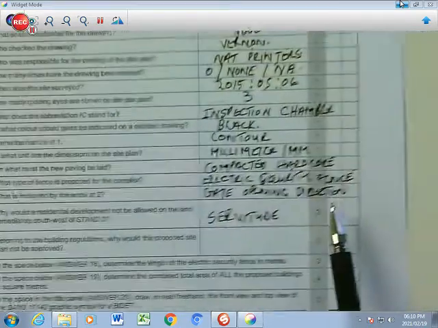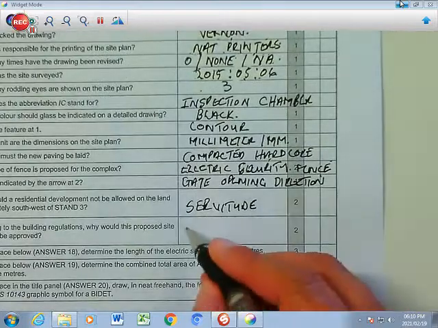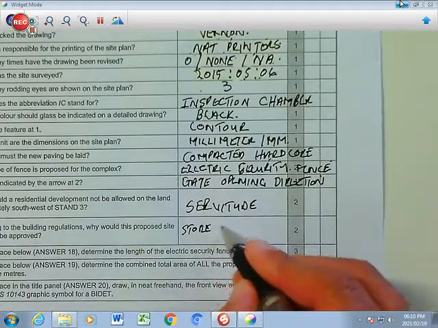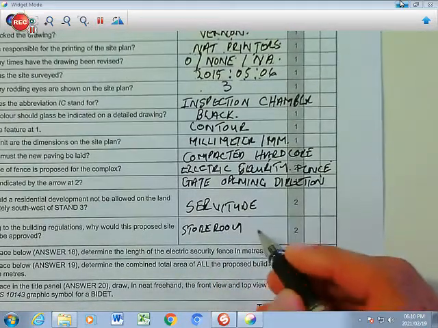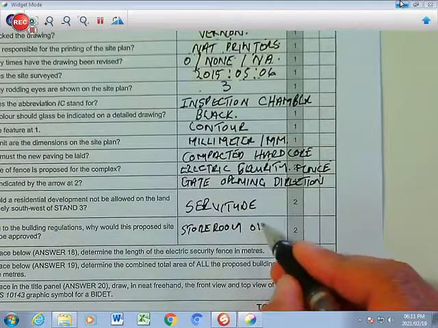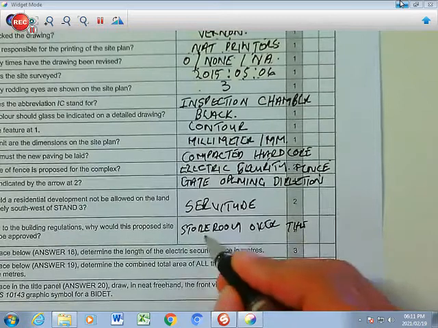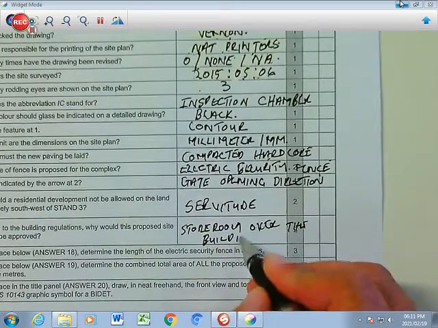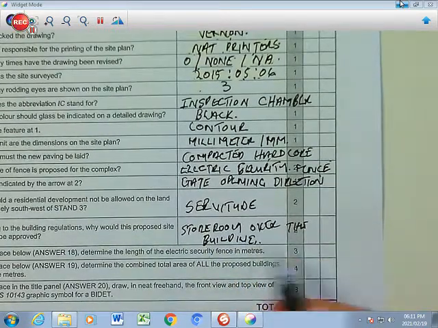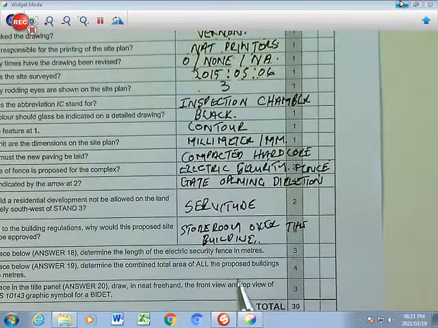So we are going to write the storeroom over the building line. Okay, storeroom over the building line. You can just shorten the sentence like that.